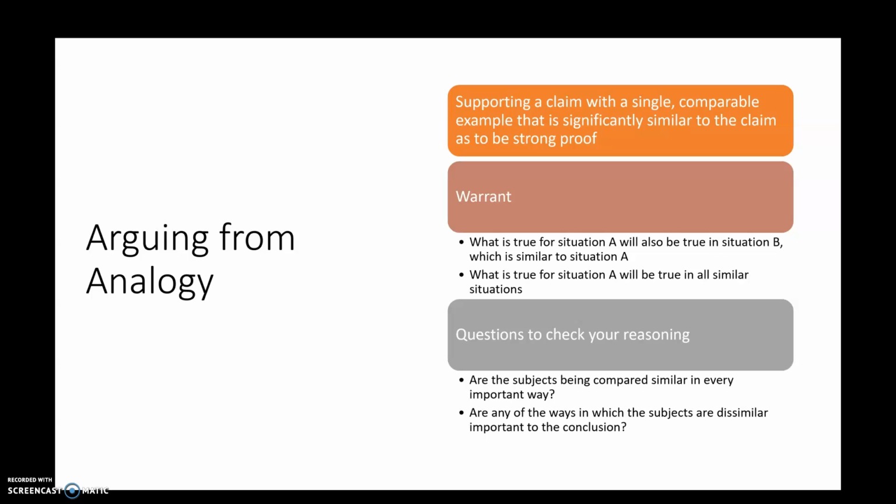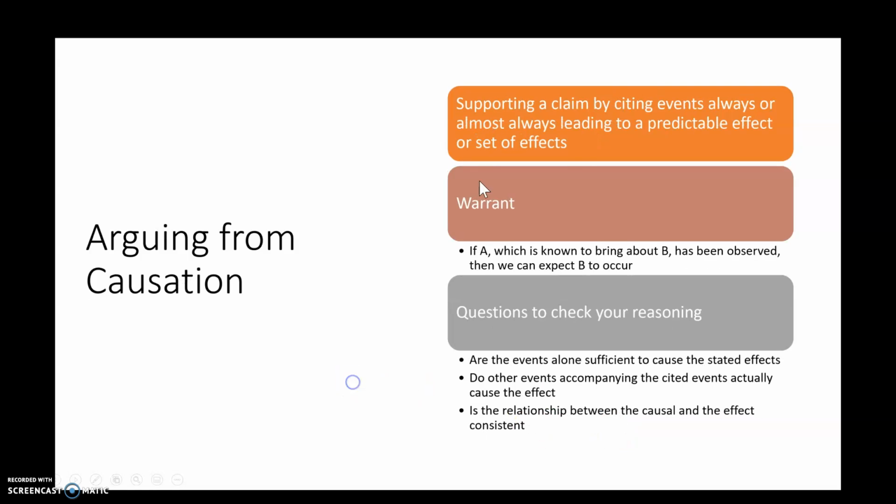Things like that. Are any of the ways in which the subjects are dissimilar important to the conclusion? And you would want to answer the first one as yes and the second one as no.